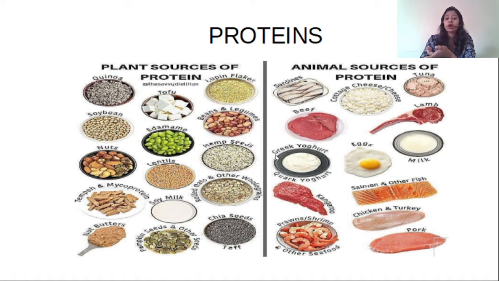Now let's talk about animal sources of protein, which include sardine, beef, egg, lamb, tuna, chicken, yogurt, fishes, shrimps, so many more. So these are the animal sources of protein.